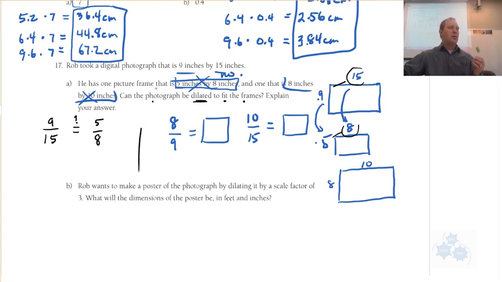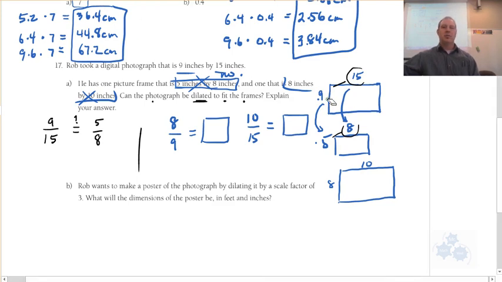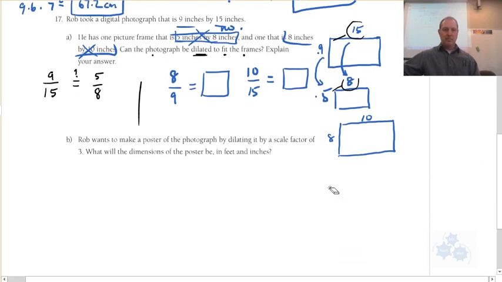Okay. So again, you want to use scale factor and know that scale factor has got to be the same for all of the corresponding sides of the similar shape. So the 9 and the 5 have to have the same scale factor as the 15 and the 8. In this case, it does not. So B, let's take a look at B.